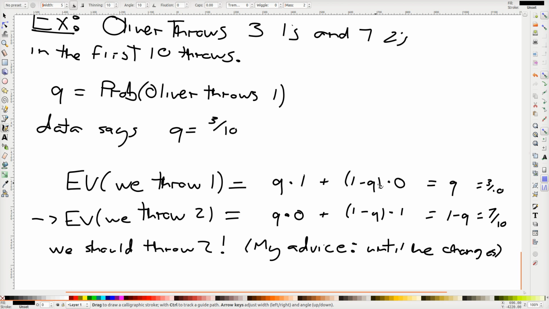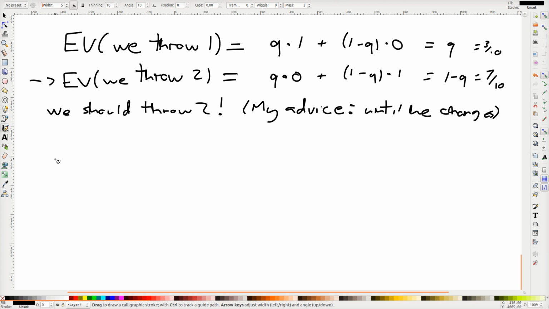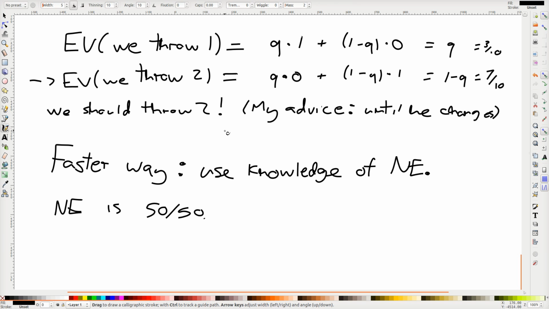But I'm sure you could have come to this conclusion on your own without having to do this calculation. And why is that? Well, the reason is because you know the Nash equilibrium already. So let's talk about that. The fastest way is to use the knowledge of the Nash equilibrium. So the Nash equilibrium is 50-50, right? We know that at equilibrium, these numbers should be 5/10 and 5/10.